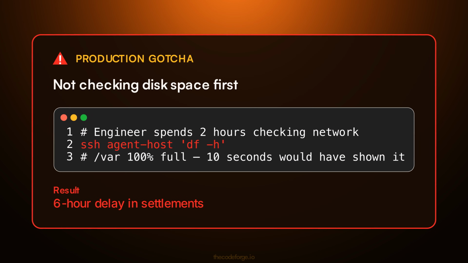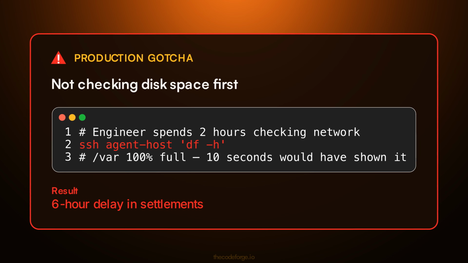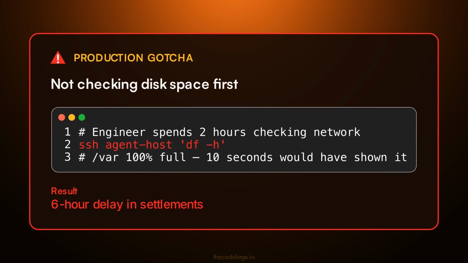A common mistake is not checking disk space first when you see PEND_MACH. Engineers spend hours checking network routes, firewalls, and agent config. But df -h would have shown the full disk in 10 seconds. Always run df -h first. Full disk is the cause in 90% of cases.